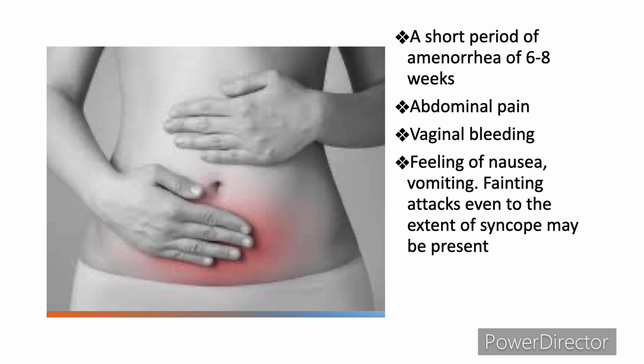Next one, the vaginal bleeding. The bleeding is light, sanguineous or dark colored and usually continuous. Expulsion of decidual cast may be there, that is in 5%. Next one, feeling of nausea, vomiting, fainting attacks, even to the extent of syncope may be present. The syncopal attack is peculiar to ectopic and is probably due to reflex vasomotor disturbance caused by irritation of the peritoneum by the blood.